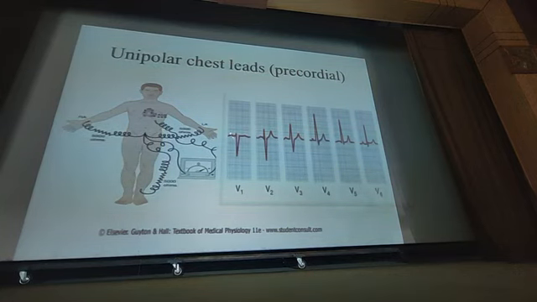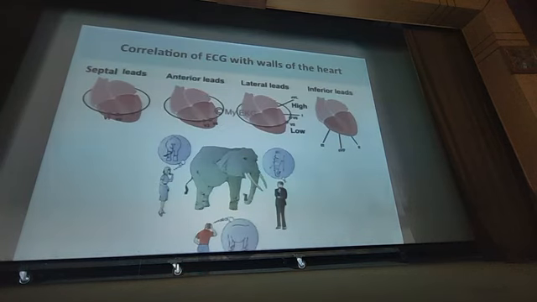This is R, this is S. It has a large S, normal. Okay. So we have the posterior lead, about septal. V1 and V2 tell you about the septal. So any abnormality in the septum of the heart, the change will appear in the leads V1 and V2.